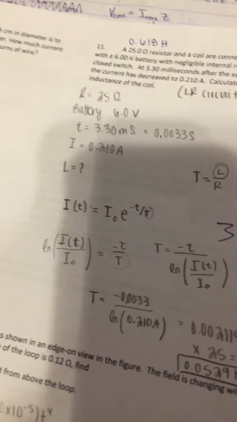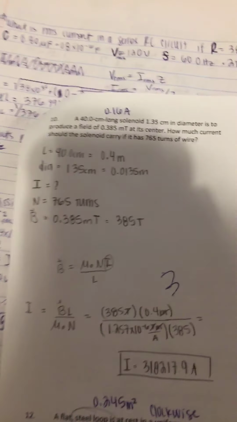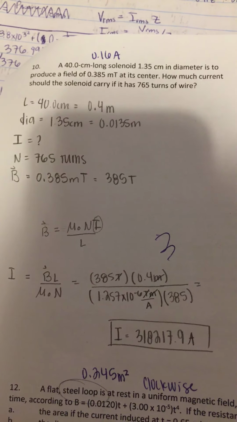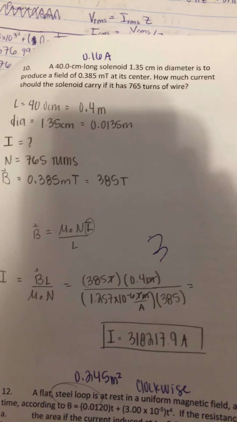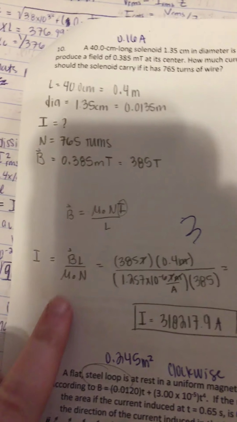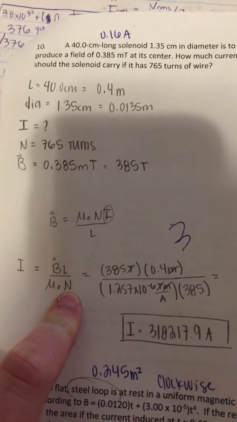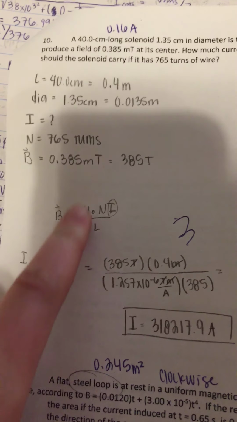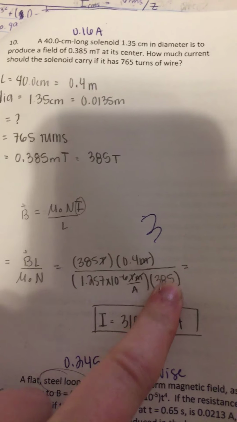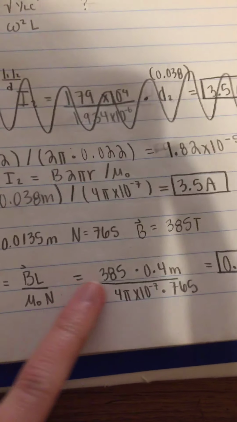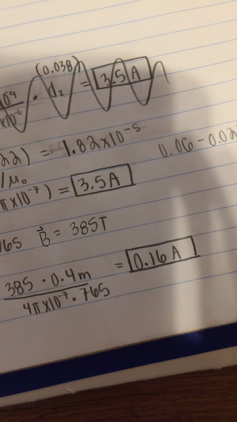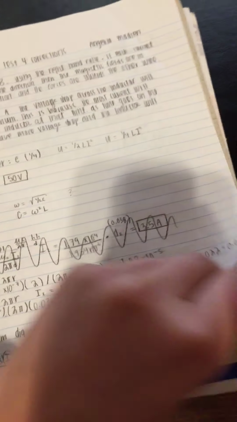The next problem I went over is problem number 10. And this one we're trying to find how much current the solenoid carries if it has 765 turns of wire. Now I had the right equation, I had the right numbers. The only mistake is when instead of putting turns right here, I put the magnetic field in twice. So that should have been the 765. And yep, you plug it in right there and you get the 0.16 for the current.